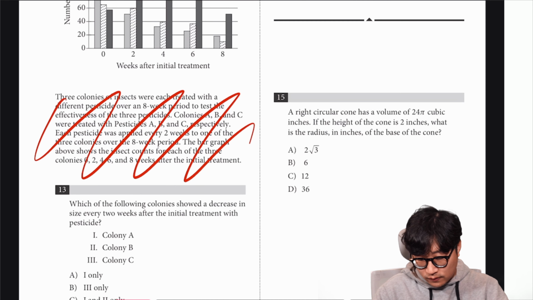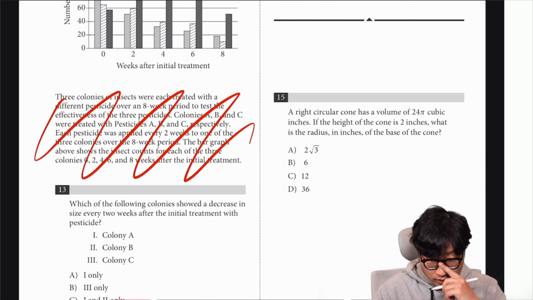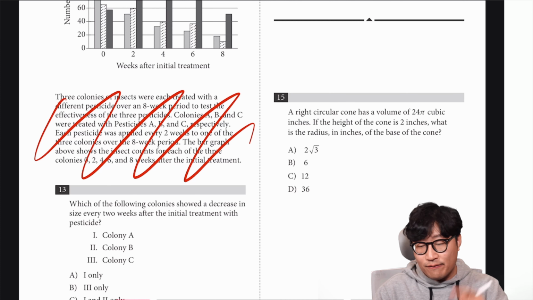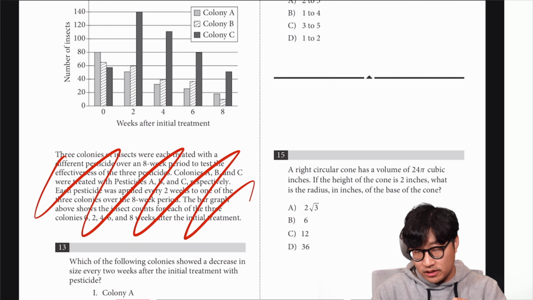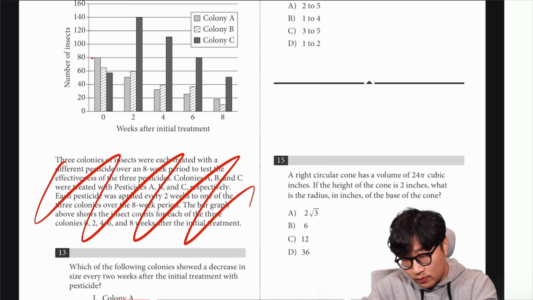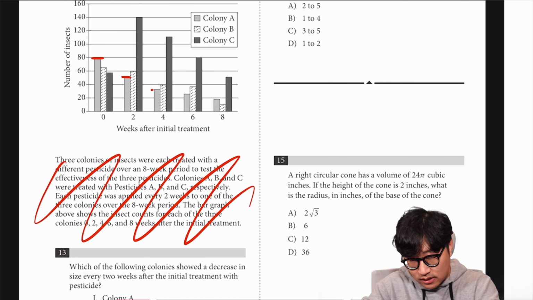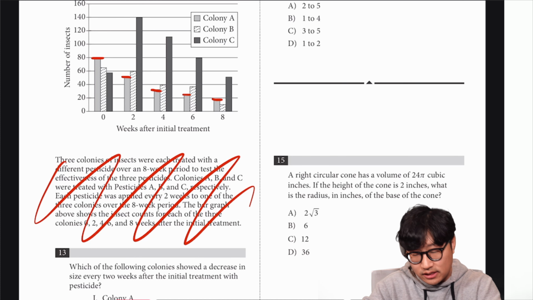Number 13, which of the following colonies showed a decrease in size every 2 weeks after the initial treatment with pesticide? So it showed a decrease every 2 weeks. Every 2 weeks. So let's go. Colony A. Start right there. Decrease, decrease, decrease, decrease. Okay, I like that.